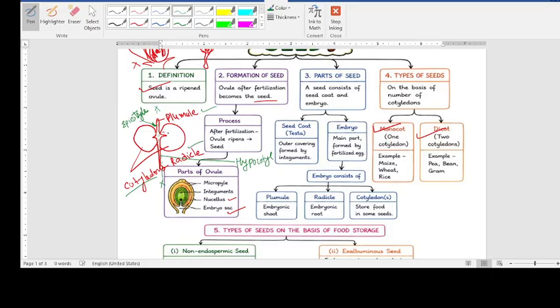Now the axis on which the plumule and radicle are present is called the embryonal axis or embryonic axis. The portion of the embryonic axis above the cotyledon is called epicotyl. The portion of the embryonal axis which is below the cotyledon is called hypocotyl. So this is all about a brief description of the seed.